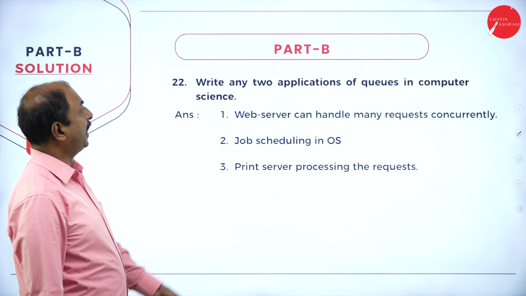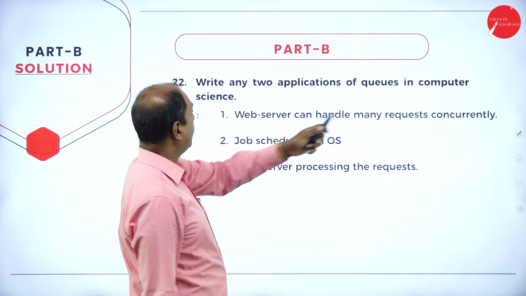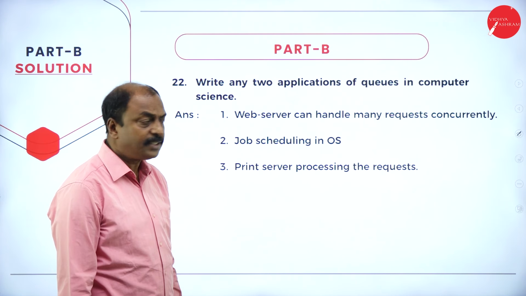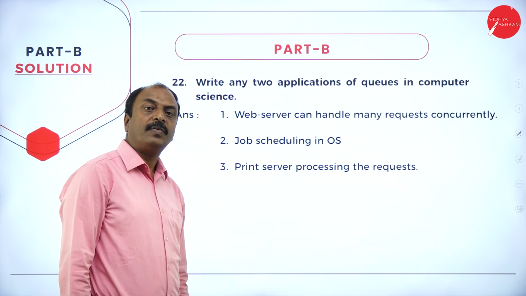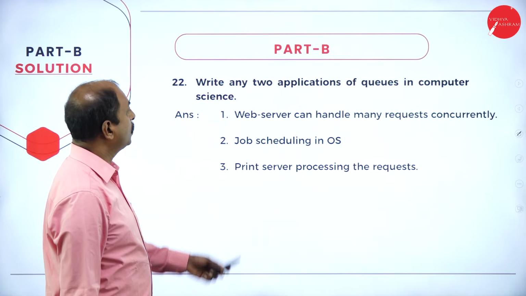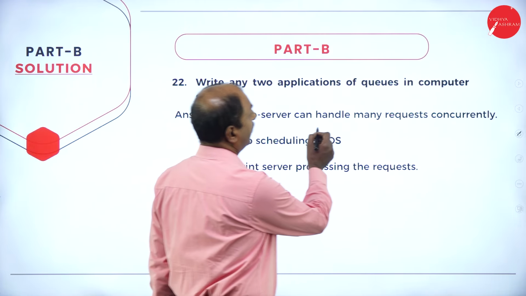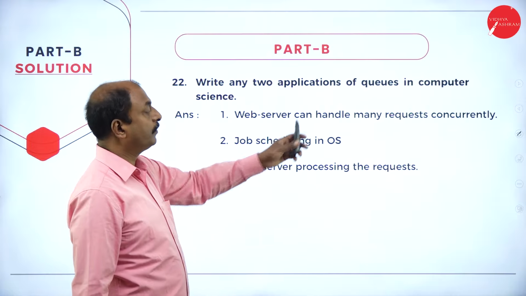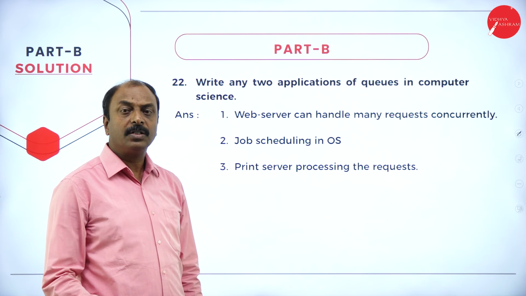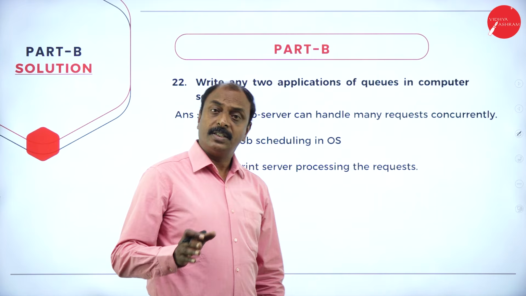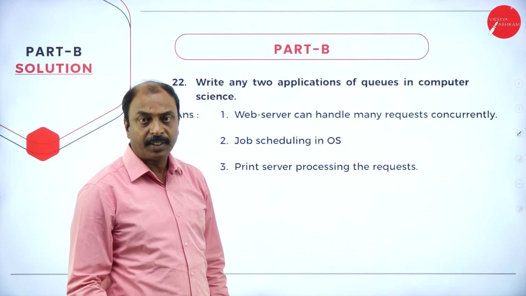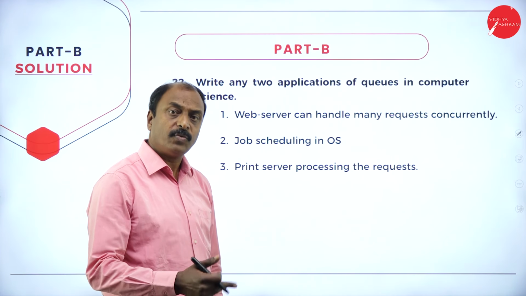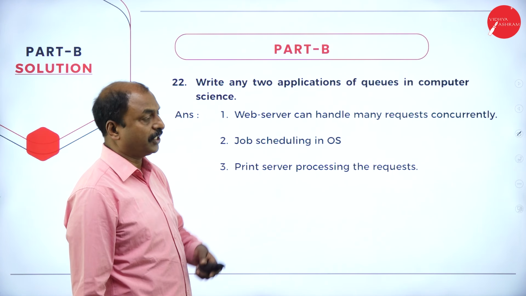Next question: write any 2 applications of queues in computer science. So with respect to computer science, we have to list different applications of queues. The first one is that a web server can handle many requests concurrently. All the requests are stored in the web server in the form of a queue, so it executes them one by one. That is one of the applications.